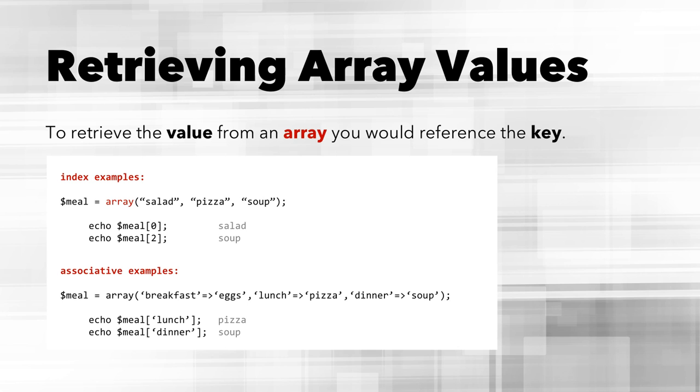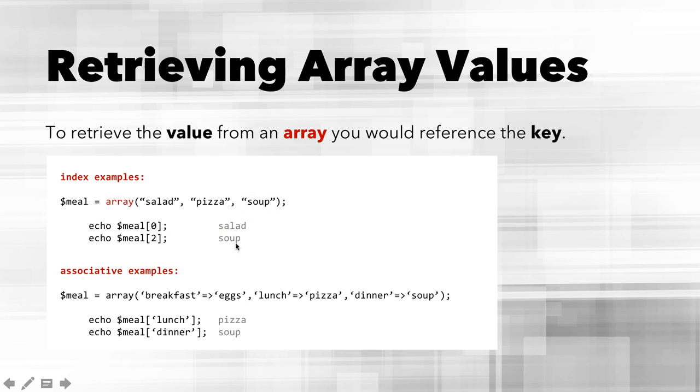In the first example, which shows an indexed array, you can see that we are calling for display the meal array's first index, 0. That will display salad. The second line calls for the third index, which is 2 (0, 1, 2), and will display soup.